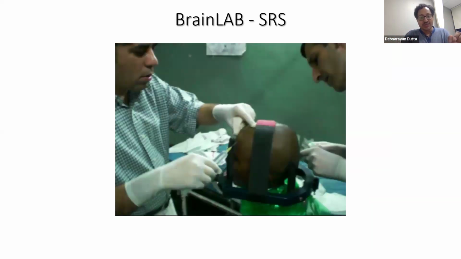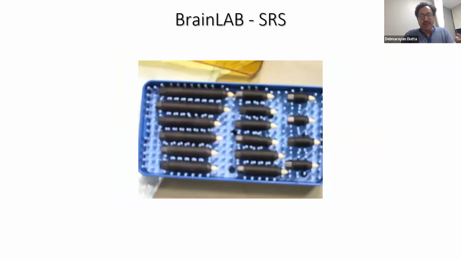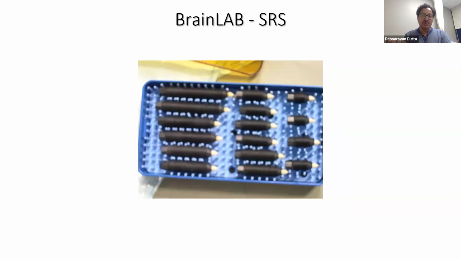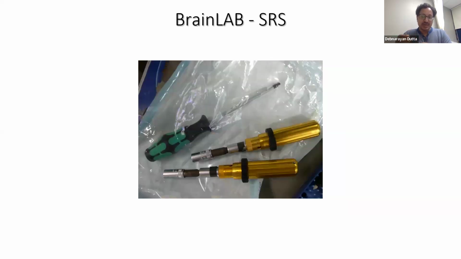This is how we put the frame. Putting the frame is usually done by the neurosurgeons, but in many places the radiation oncologists also do it, like in Tata Memorial we used to do it ourselves. These are the screws, and they are a little unique kind of screws that we use so that there is an anti-torque. You cannot turn them more than a point, it will get stuck, to prevent it from going into the brain.